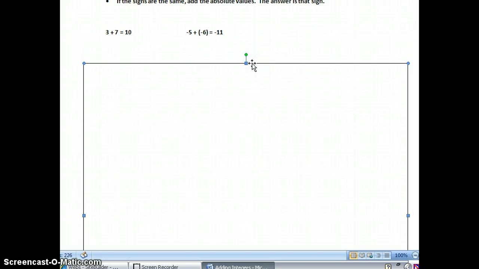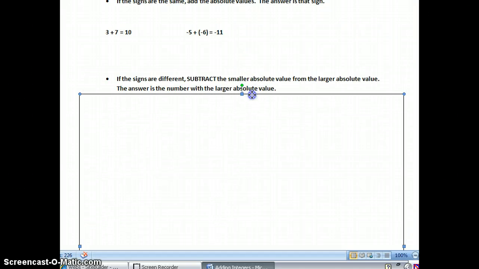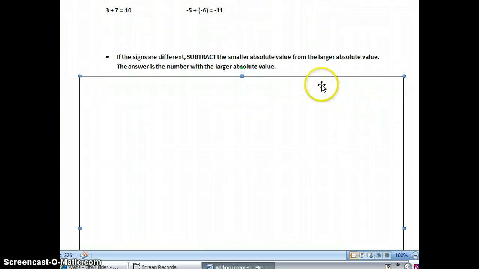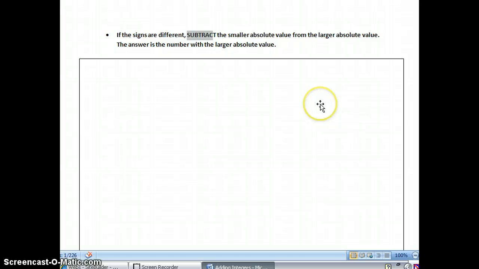It's when we get to signs being different that things change just a little bit. Now, if the signs are different, meaning you have a positive and a negative number you're adding, you actually have to subtract the smaller absolute value from the larger absolute value. The answer takes the sign of the number with the larger absolute value.